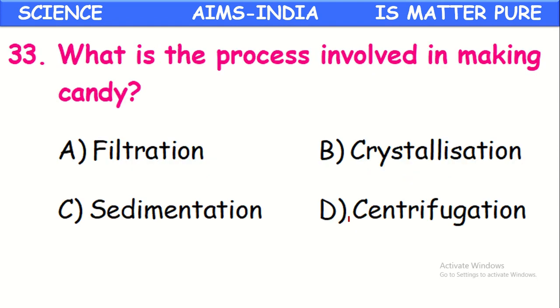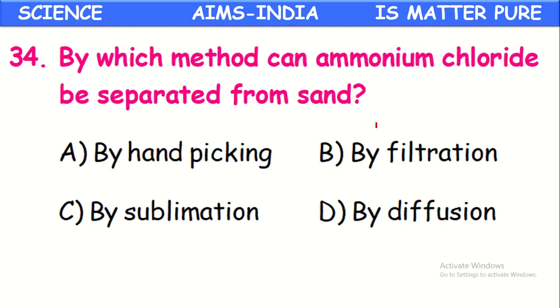Next, what is the process involved in making candy? From the sugar solution, they prepare candy by the process called crystallization. Next, by which method can ammonium chloride be separated from sand? We know ammonium chloride's specialty: it is one of the sublimable solids. It means that on heating, it directly converts from solid state to gaseous state without coming into the liquid state. So the mixture of sand and ammonium chloride can be separated by the process called sublimation.